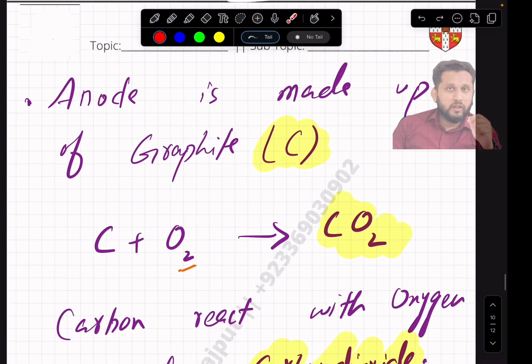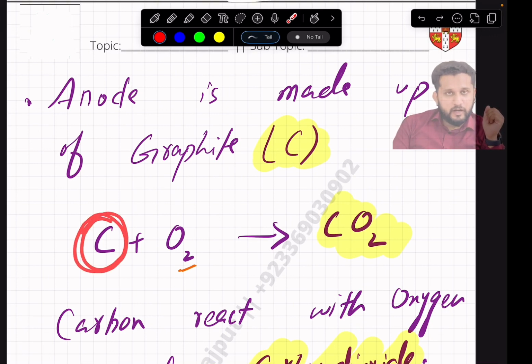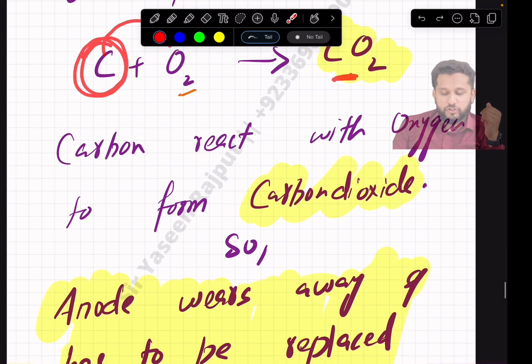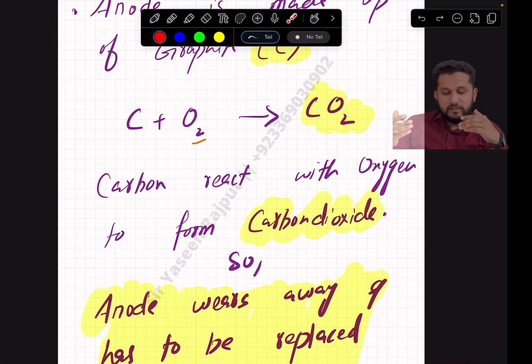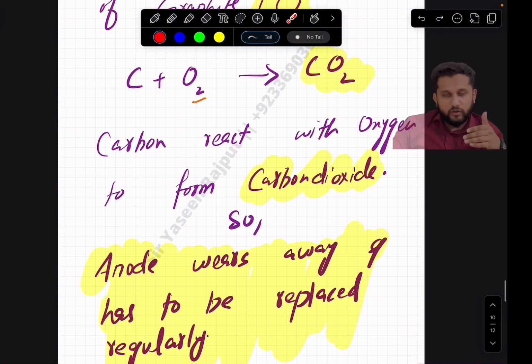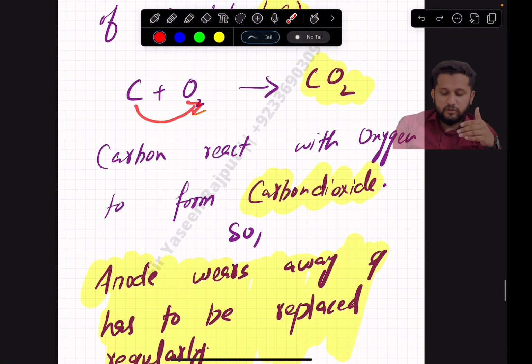Again, one thing is very important: the anode is made up of graphite. I have taught you that the anode is made up of graphite, in other words carbon. Oxygen is being formed at the anode. Since the anode is made up of graphite, carbon, this is going to react with the oxygen and form carbon dioxide, and you can see that carbon dioxide is being formed. So carbon reacts with the oxygen to form carbon dioxide, so the anode wears away and has to be replaced regularly. How does it wear away? It reacts with the oxygen which is being formed at the anode.